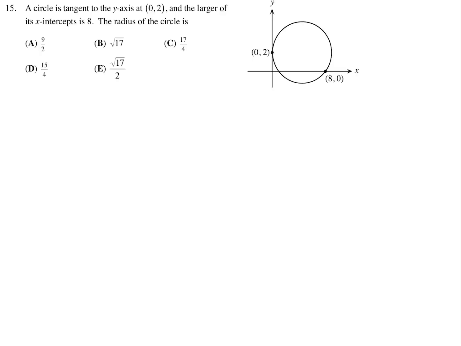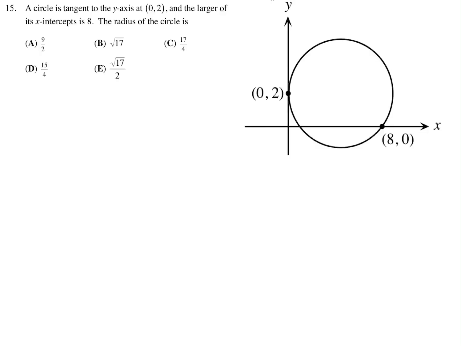A circle is tangent to the y-axis at (0, 2), and the larger of its x-intercepts is 8. The radius of the circle is... So let's do some labeling here. The first thing is I'm going to put the center of the circle right there, and we'll draw a line from the center to the tangent, which is right there. And I think that should be all we need. And that center we should label. It's going to be (h, k), center of a circle.